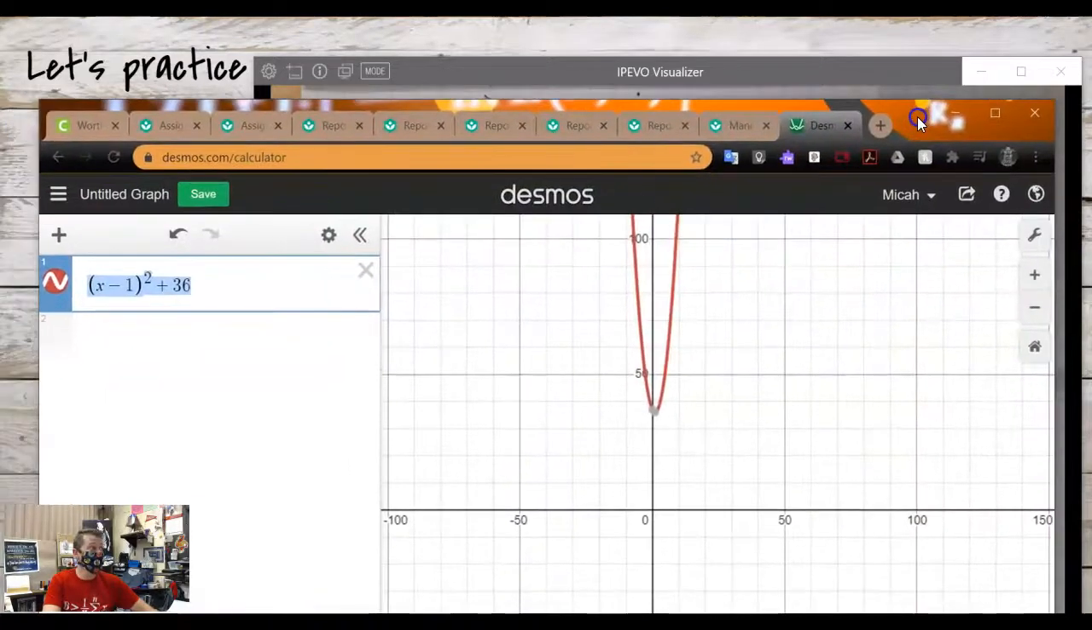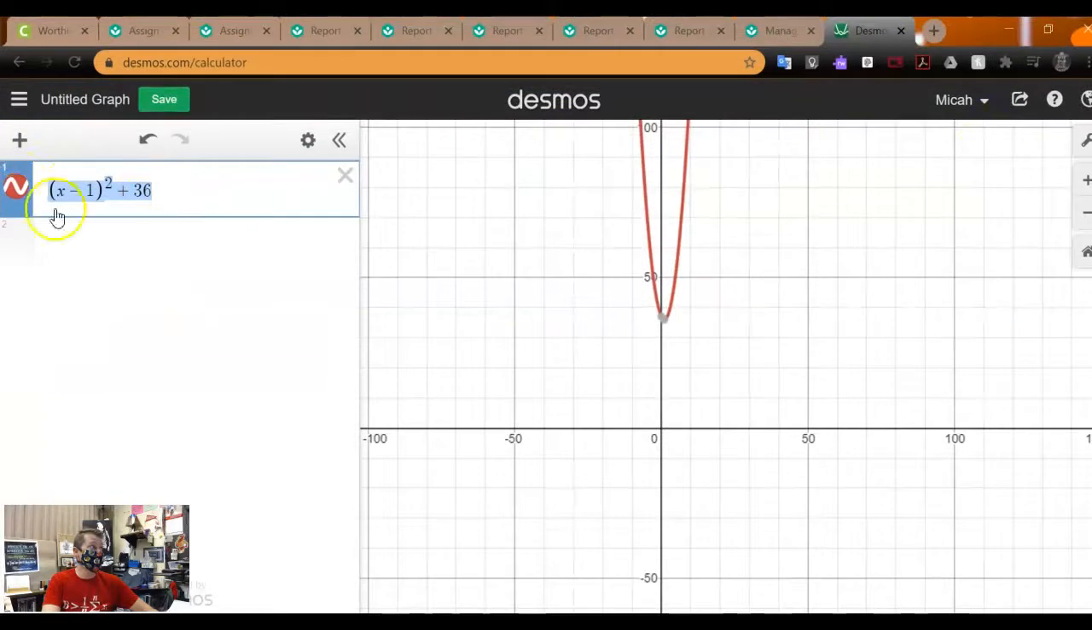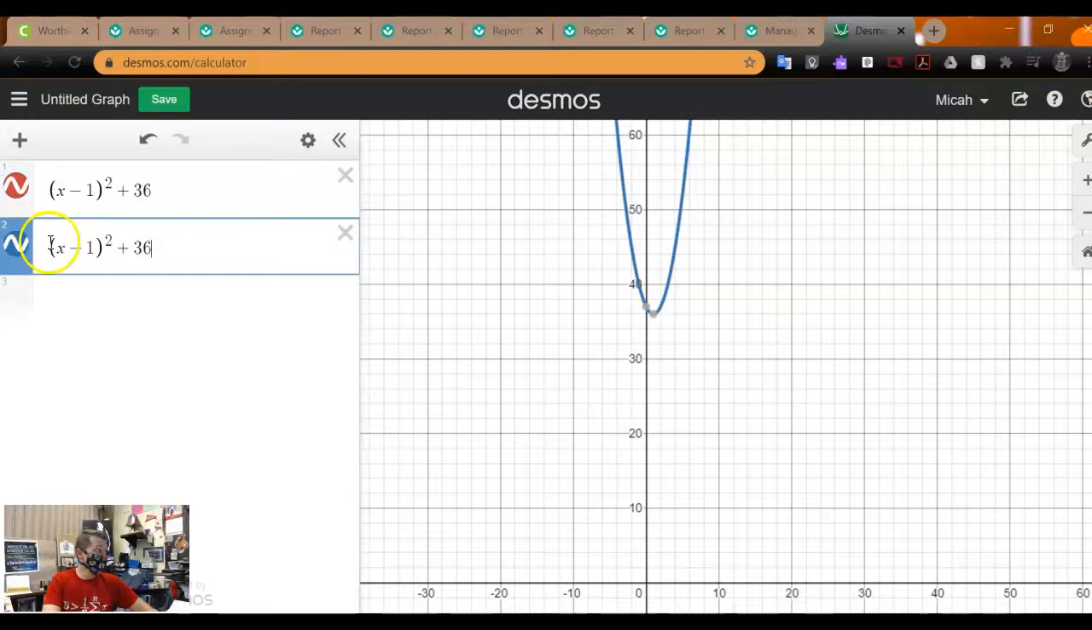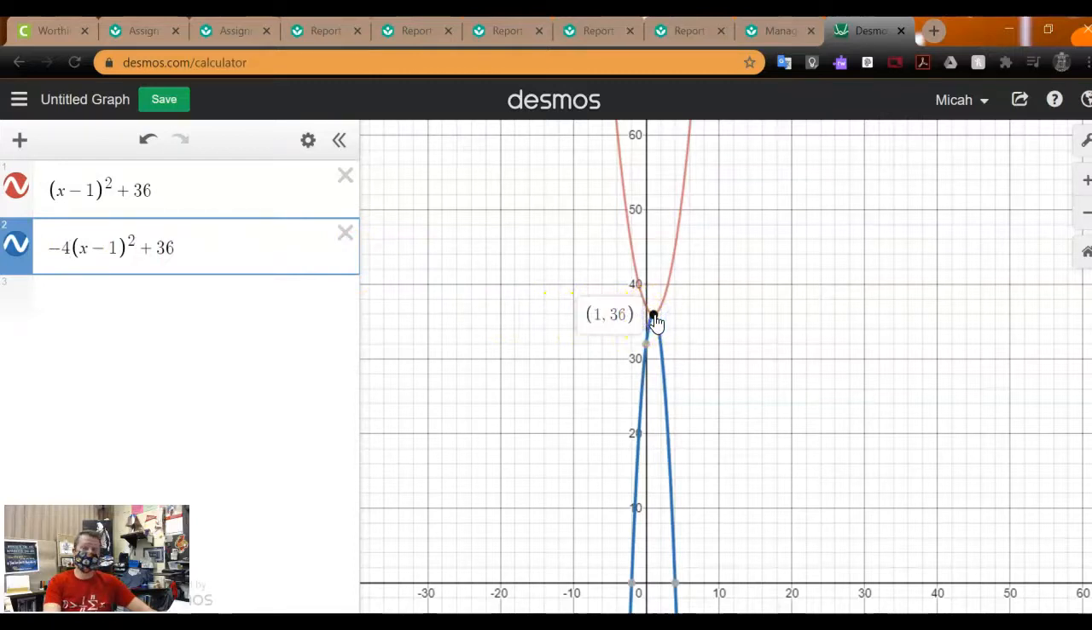He's right. So guys, if I just plotted (x minus 1) squared plus 36, the vertex is at (1, 36). But if I plot that same thing with my leading coefficient of negative 4, my vertex is still at the same place. My vertex does not change. So that's why this is vertex form; what we were searching for was the vertex.